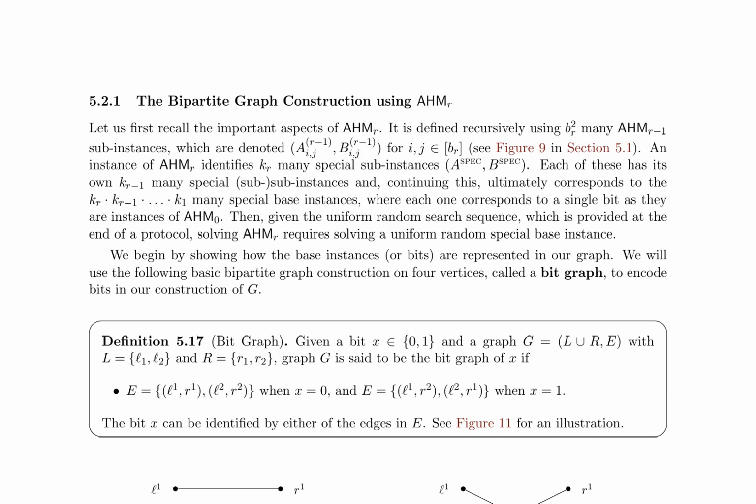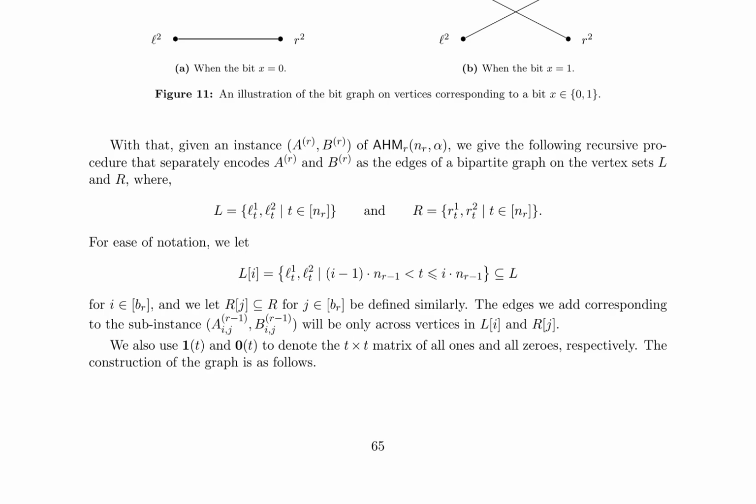A_r and B_r as the edges of a bipartite graph on the vertex sets L and R. For ease of notation, L_i and R_j are defined as subsets of L and R, respectively, for i, j element of [b^r]. The edges added corresponding to the subinstance (A_{r-1}^{i,j}, B_{r-1}^{i,j}) will be only across vertices in L_i and R_j. The construction of the graph is as follows.